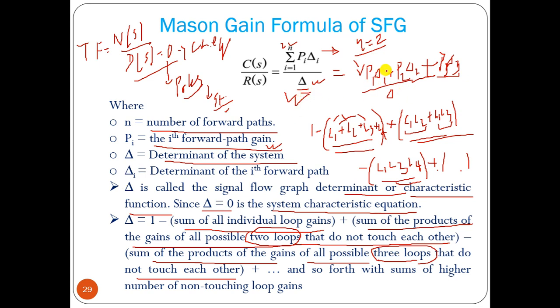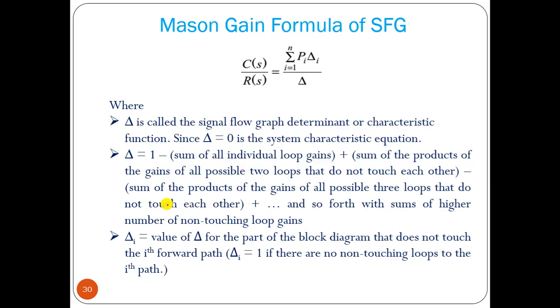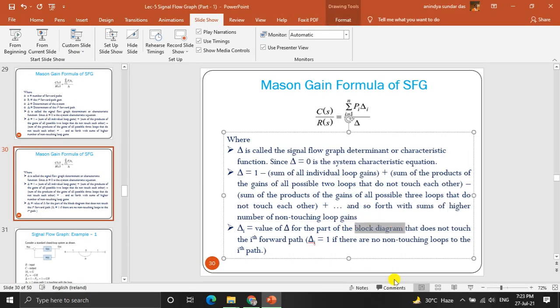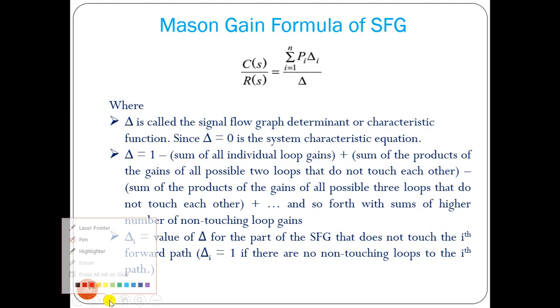Now we have to find out what delta 1, delta 2, delta 3 are. Delta I is called the determinant of the ith forward path. That means delta I is the value of delta for the part of the block diagram or signal flow graph that does not touch the ith forward path.